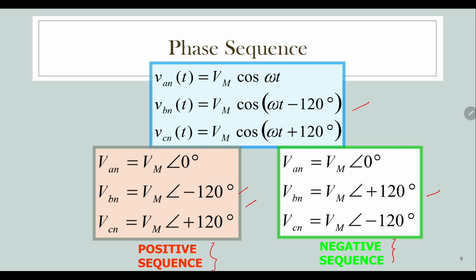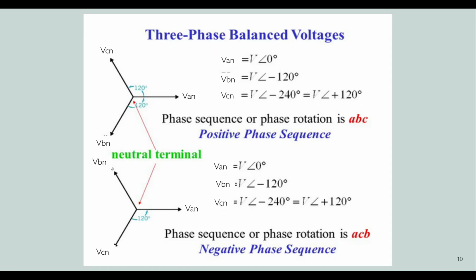Negative sequence, VAN equals Vm at the angle of 0 degrees. VBN, so it has plus. This one is minus, this one is minus, this one is plus. So that's the difference between positive and negative sequence. So this is the phasor representation for the positive sequence and negative sequence. Alright.